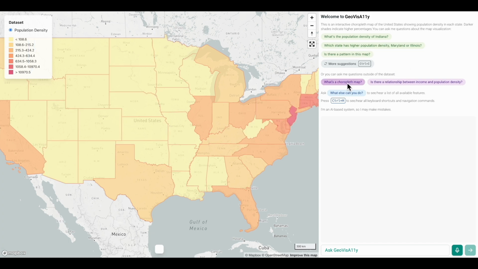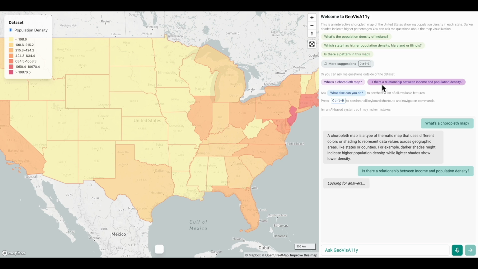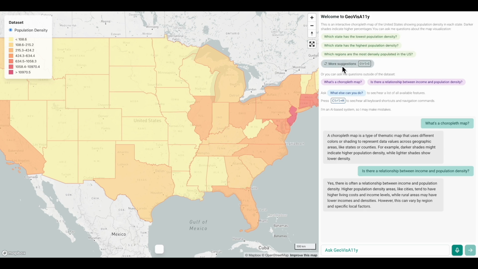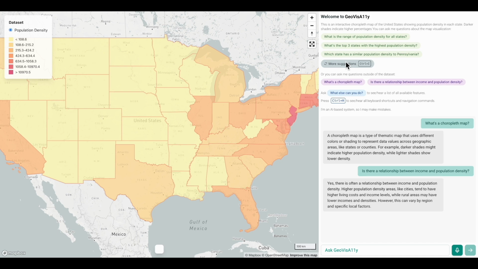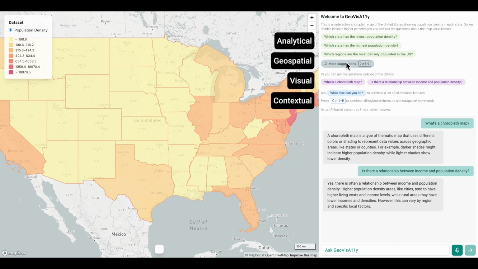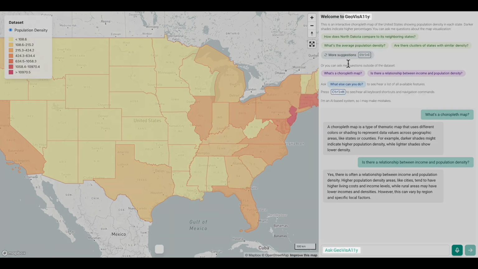Users can also ask other general or contextual queries like, what's a choropleth map? Or, is there a relationship between income and population density? To see what other types of questions the system can answer, users can click on the More Suggestions button. GeoVisA11y can answer questions in 4 categories: analytical, geospatial, visual, and contextual.